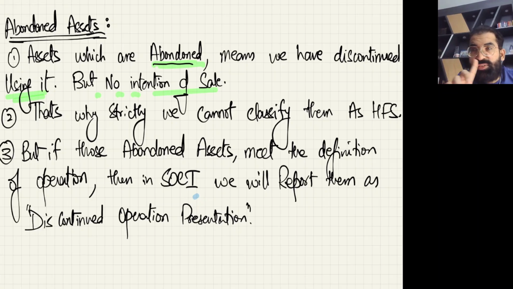But we have no intention of sale. That's why strictly we cannot classify them as held for sale, because there is no intention of sale. Only we have stopped. Giving you one example.